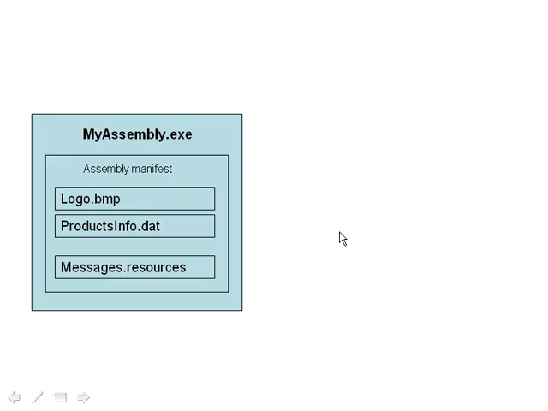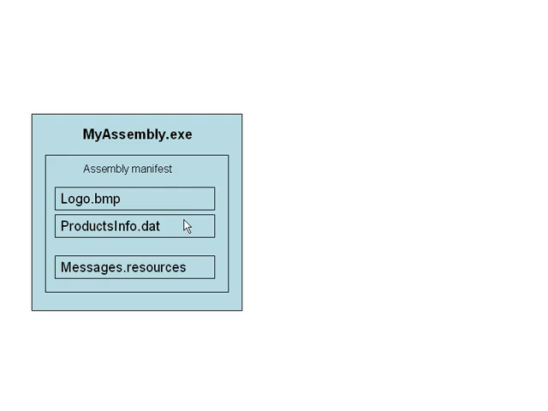First, I want to give you a brief description about resources. Resources are static data that apps need to interact with users. Examples of that are images, icons, media files, and string tables. Resources can be either embedded in the assembly or linked to it, and in both cases, it will be listed in the assembly manifest.